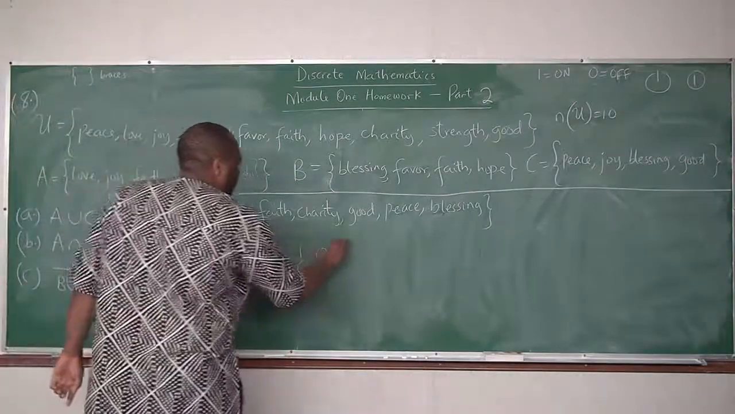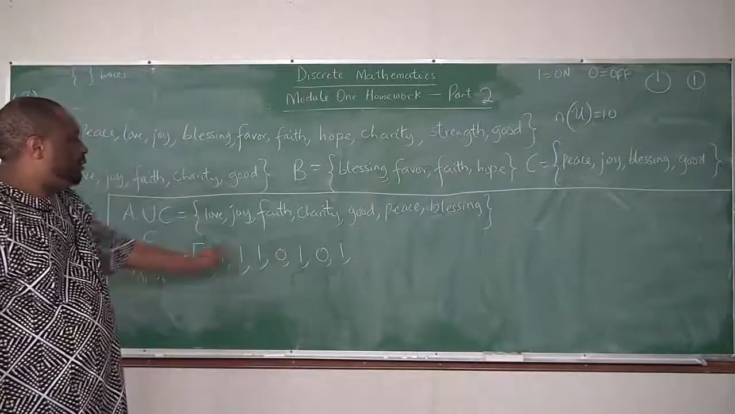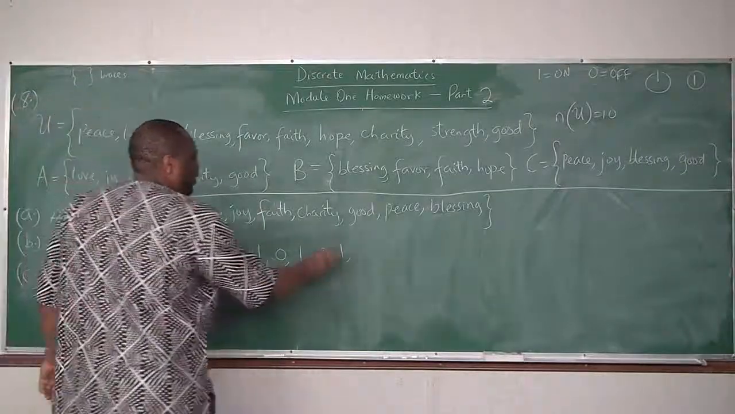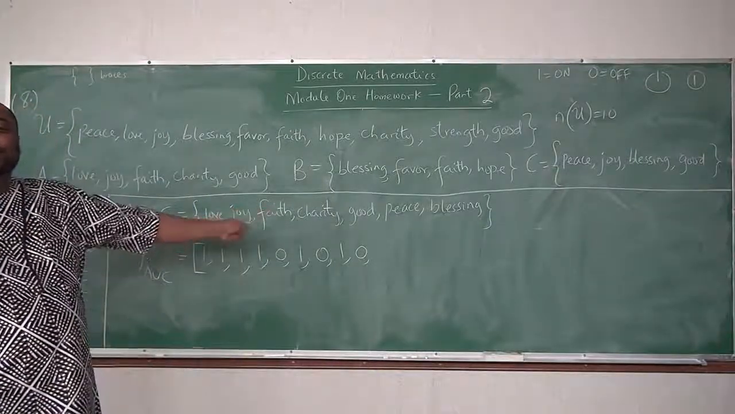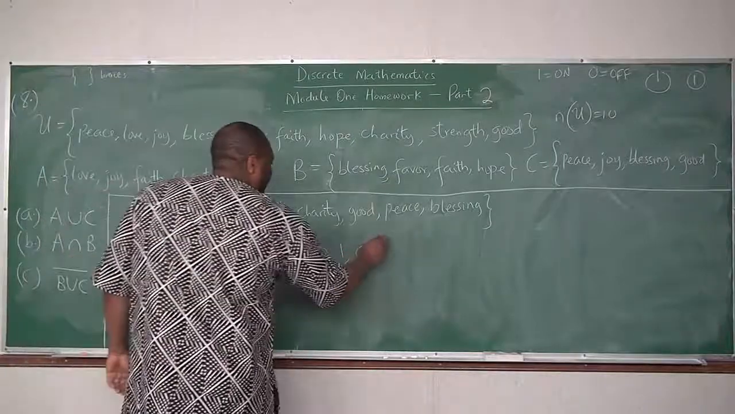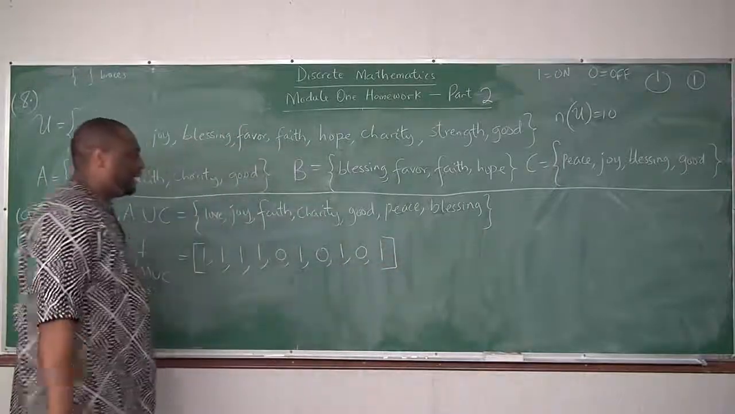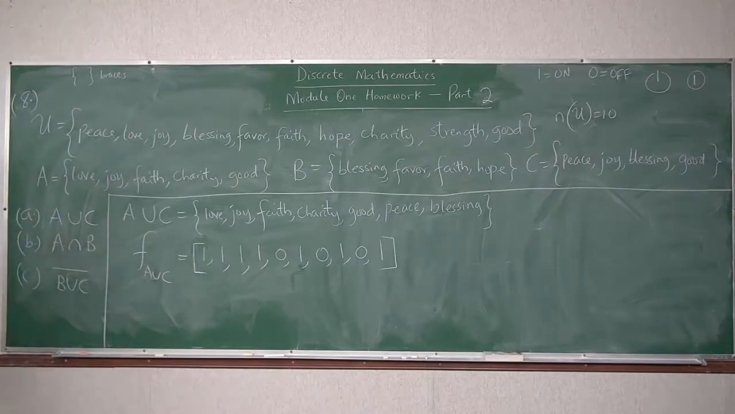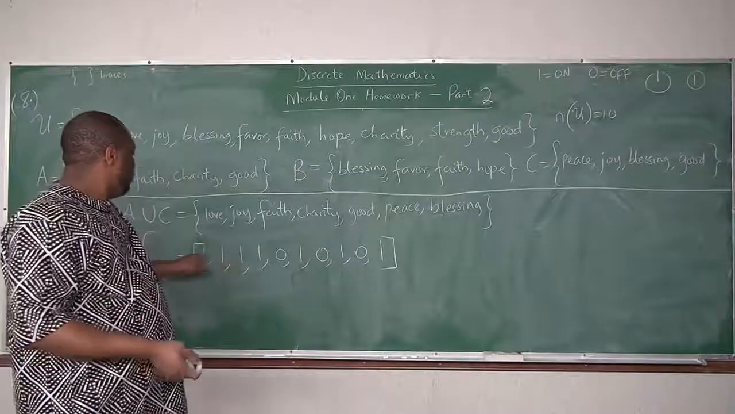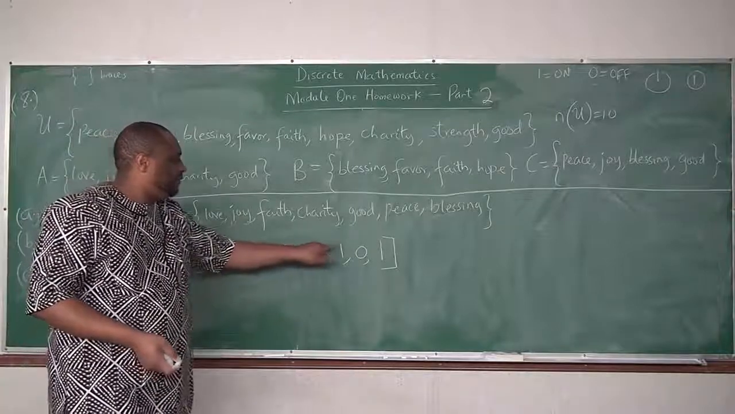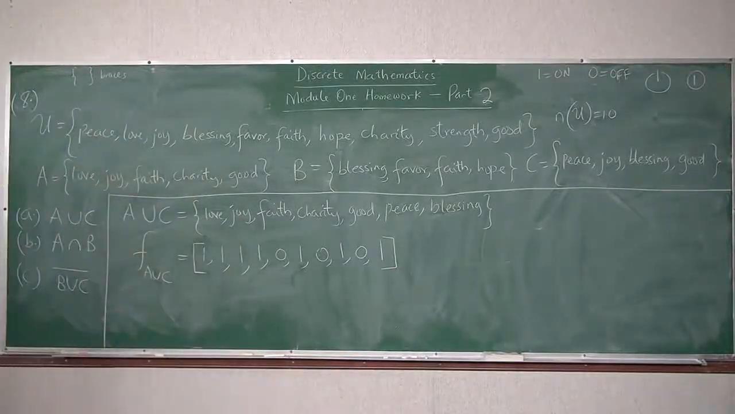Charity is here. I write 1, comma. Strength is not here. I write 0, comma. Good is here. I write 1. And then I close this. So that is what they're asking for. Make sure you count it to make sure there are 10. 1, 2, 3, 4, 5, 6, 7, 8, 9, 10. And that is it for the first one.